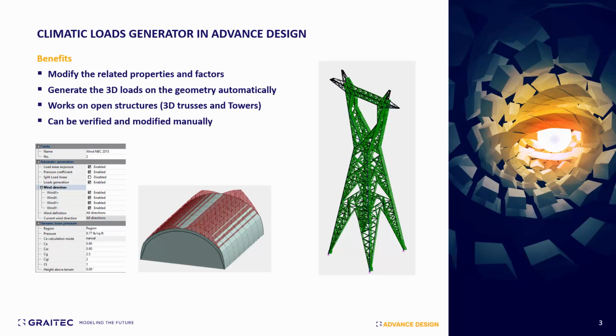So the automatic generator will do the first task, which is creating the loads on the members or load areas. But after that, the users are able to just click on the loads and verify the values. You can easily compare the values calculated by the software to your hand calculation. And even if you want to change some of the values, it's just one click. You can select that load case from Advanced Design's menu and modify the load pressure if you want. So it is a very flexible tool that we have there.